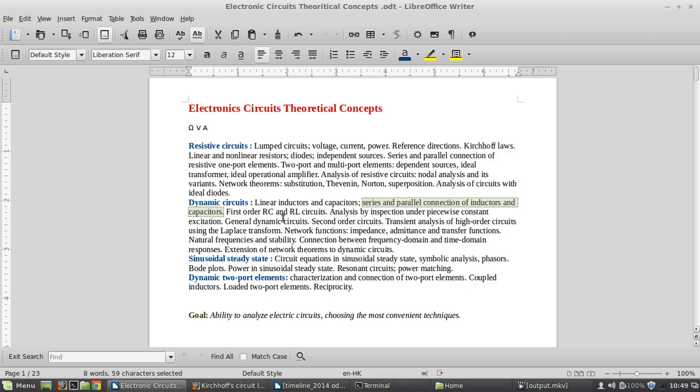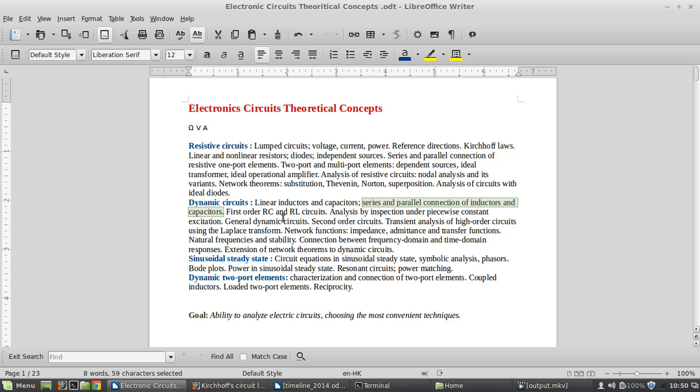And lastly, we have the circuits with sinusoidal steady state. The equations of sinusoidal steady states, the symbolic analysis, phasors, Bode plots will be done here, and power in sinusoidal steady state, resonance circuits, power matching. Exercises will be solved here for this kind of circuits.